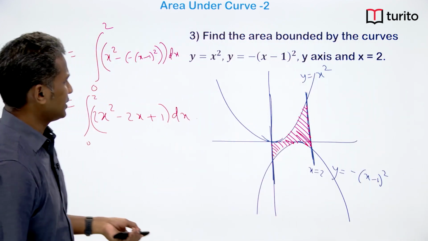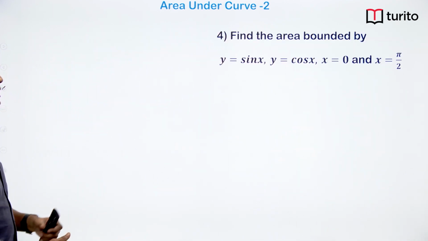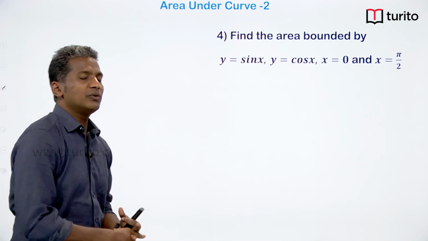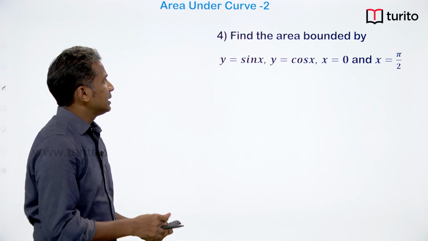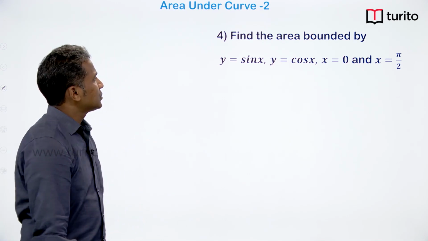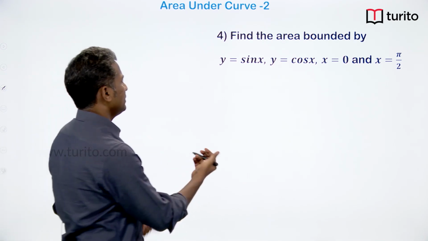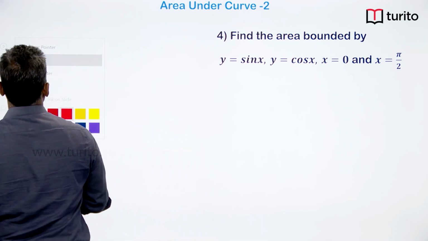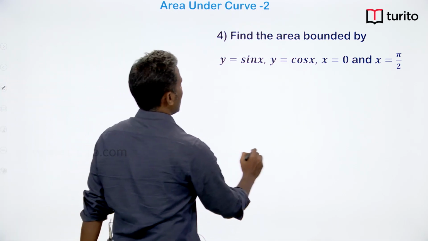Okay. Can we proceed to the next question? Okay, next question. Find the area bounded by sin x and cos x between the intervals x equal to 0 and x equal to pi by 2. So, how to handle this question? Again, draw the graph, and graph is going to give you the clarity.